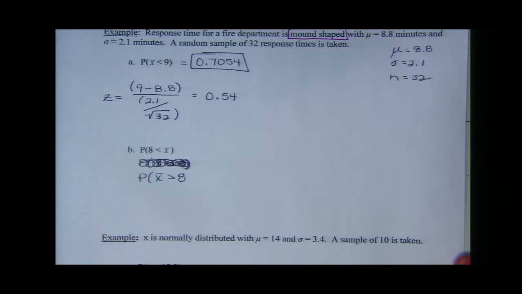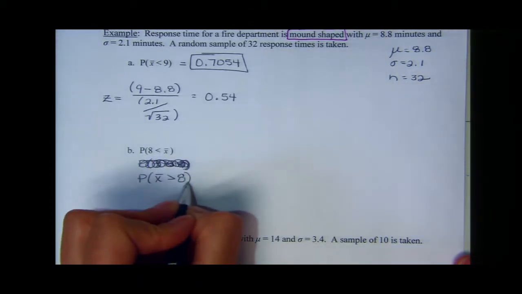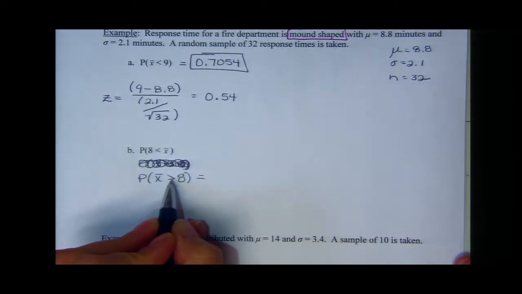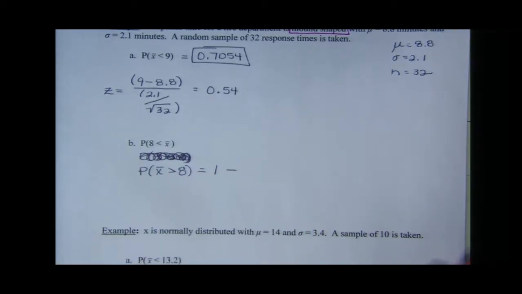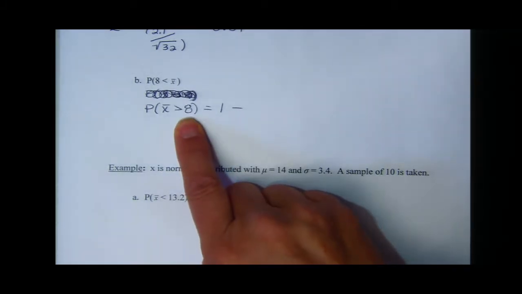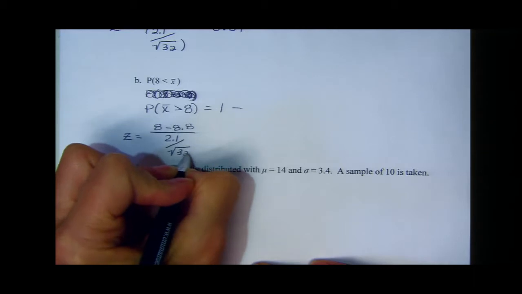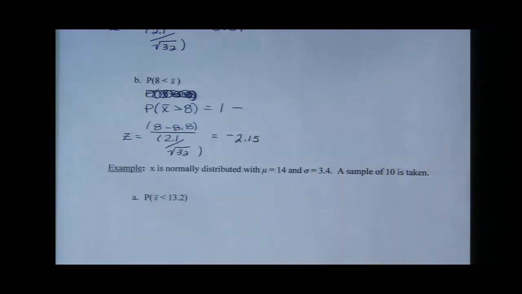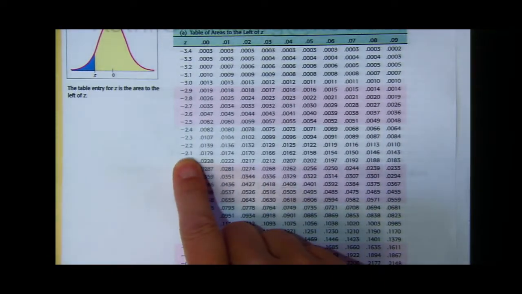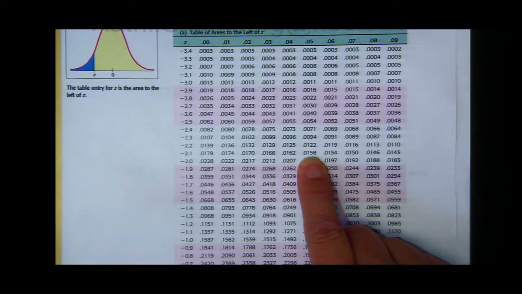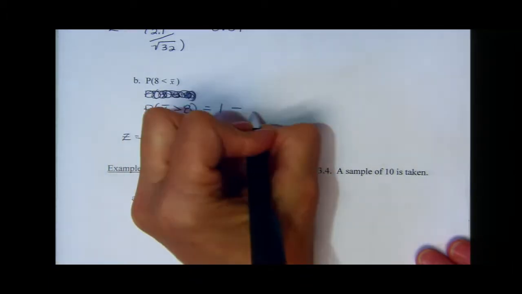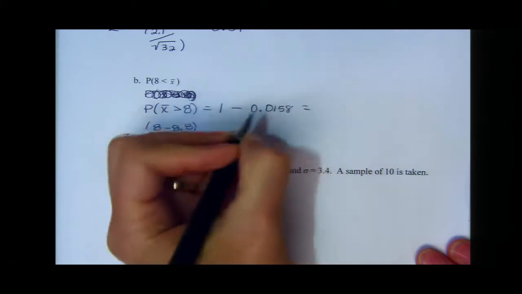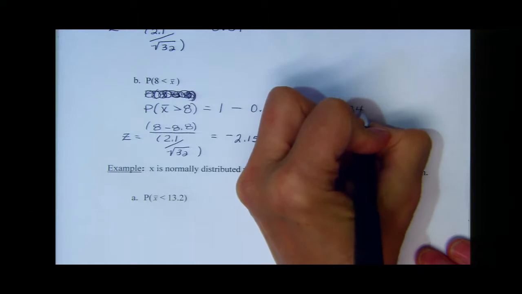Now, why you have to be careful on this is because as soon as you see this less than, students a lot of times will go, oh, I just use the number from the table. In all actuality, this is a greater than, so you're going to do 1 minus the number from the table. But before I can find the number from the table, I have to standardize this value. Since this is x bar, that would be 8 minus 8.8 divided by 2.1 divided by the square root of 32, and all my parentheses, go to my calculator, and that is negative 2.15. So we're going to locate negative 2.15, which is 0.0158. So it's 1 minus 0.0158, which is 0.9842.